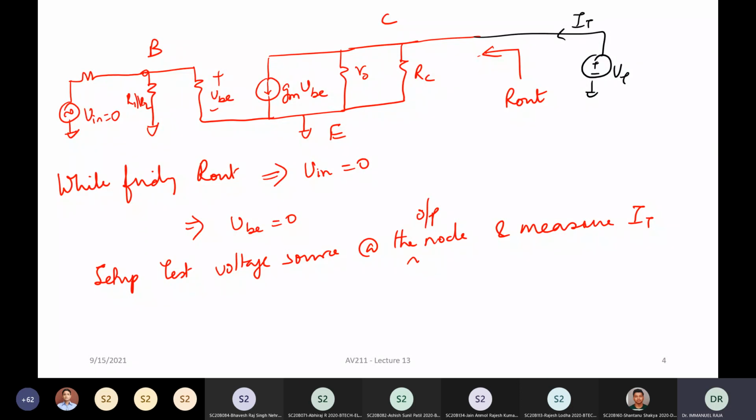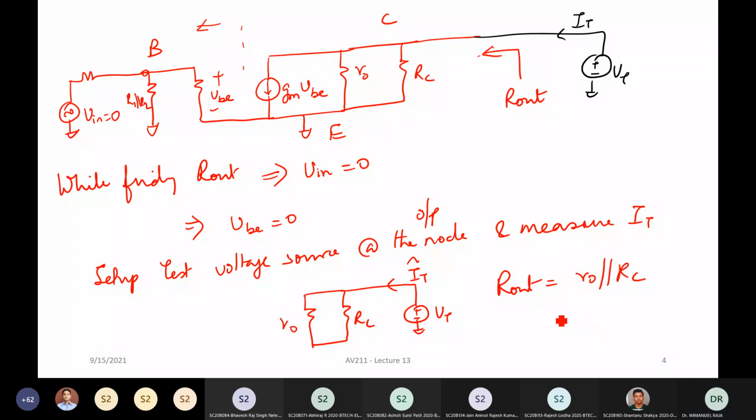Now VB you have set to be 0, and therefore the left hand side, this whole portion, doesn't come into the picture at all. VB is 0, and therefore what are you left with? You are left with only R0 and RC, with VT and IT. Therefore, your R out is equal to what? R0 parallel to RC, which can be approximated to be RC. Is this clear? Any doubts?